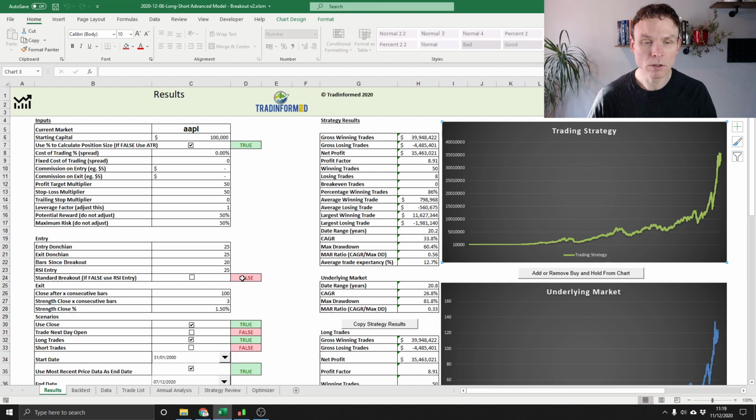Now, this is using the RSI version of the breakout strategy. And just to remind you, the RSI version waits for a breakout. It uses exactly the same entry Donchian that you can see here on the model, and then it waits a set number of days, here bars since breakout, a maximum of 20 days for the RSI to drop below 25, at which point we will enter the trade. You can see we get quite different results. If I put buy and hold here, you can see that this particular strategy has outperformed.